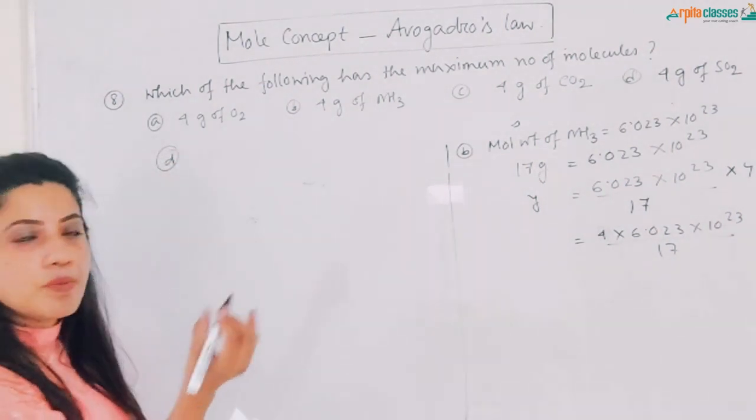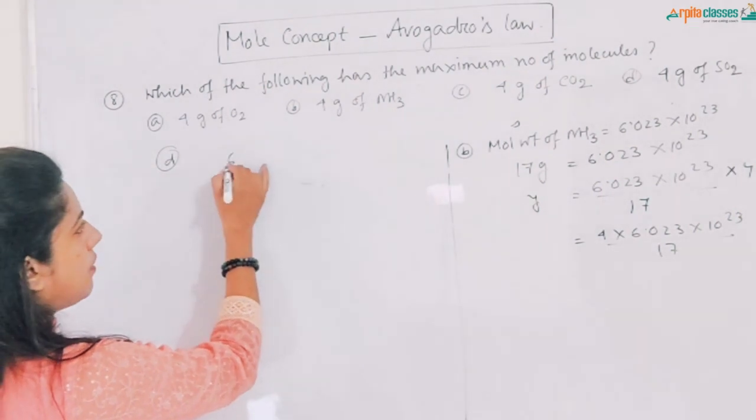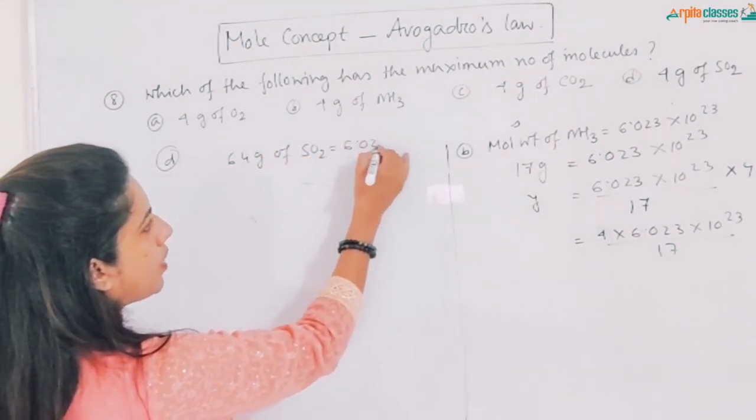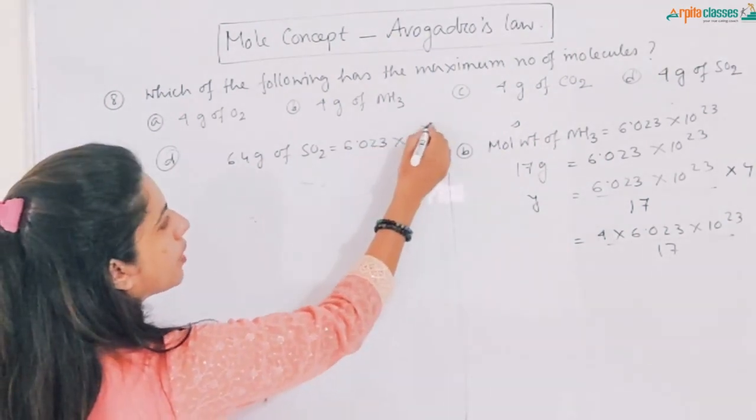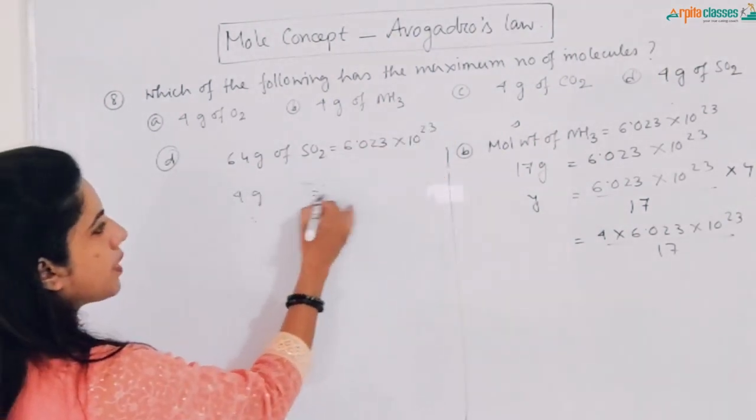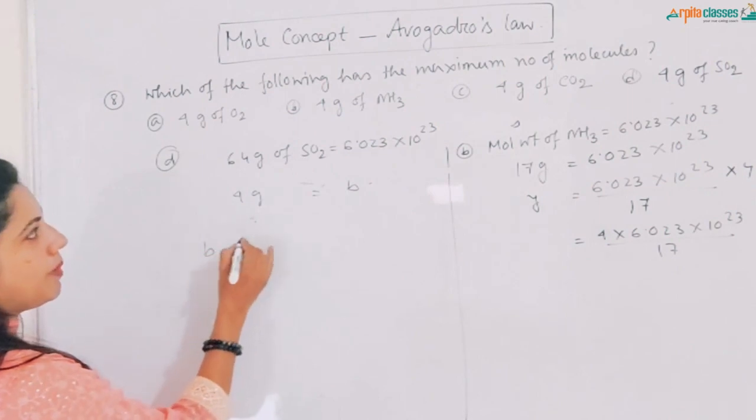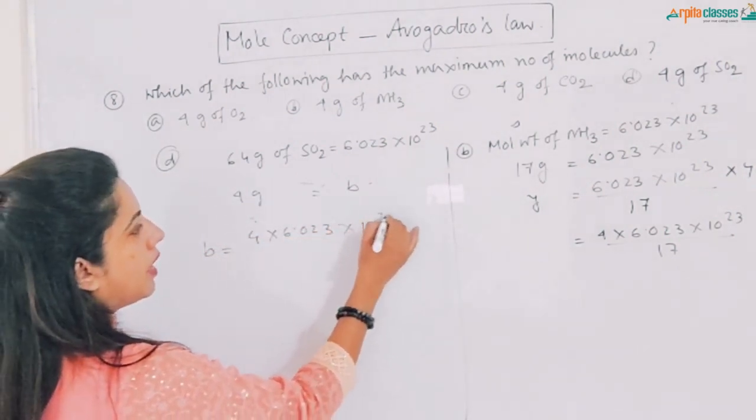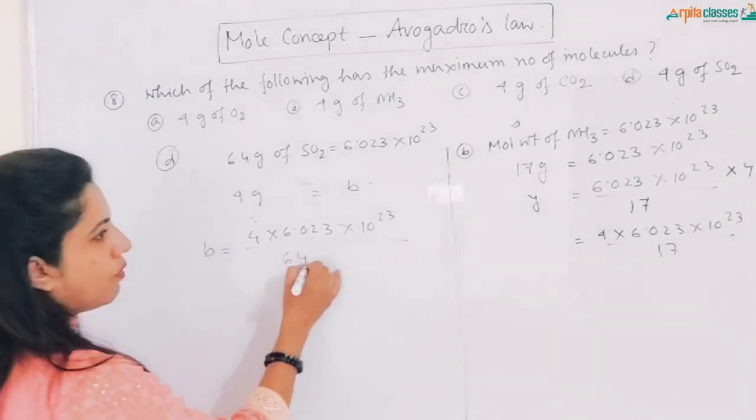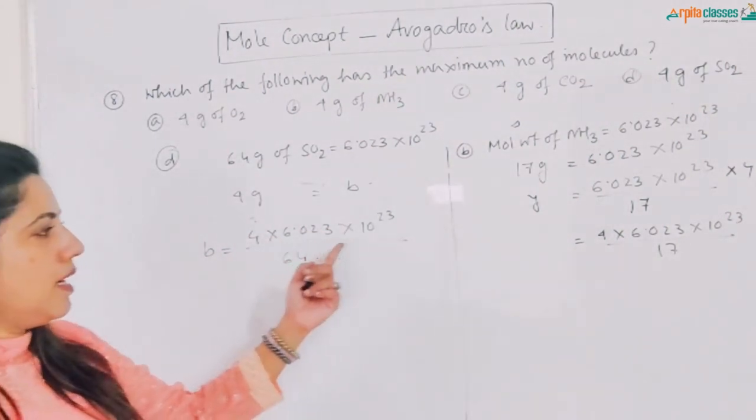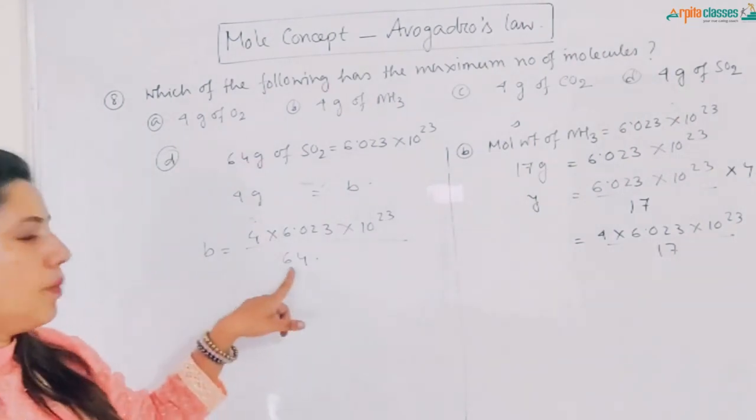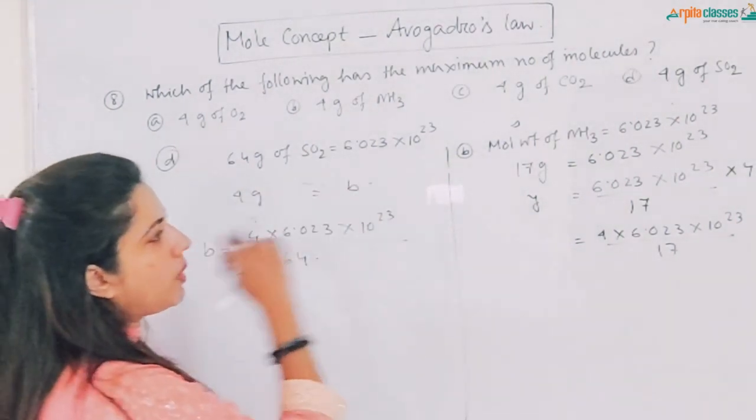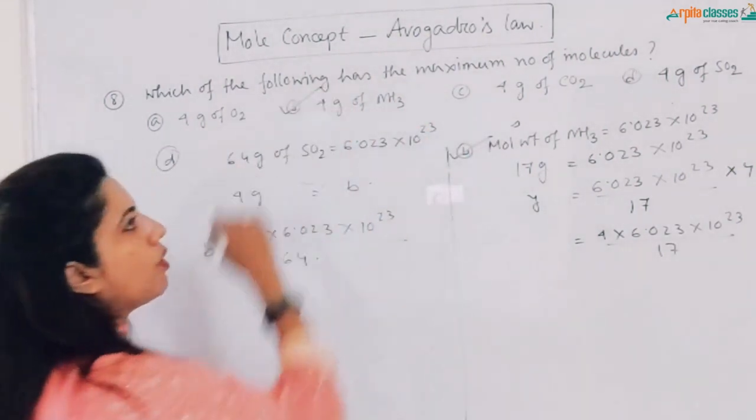So molecular mass of sulfur dioxide is 64. So 64 gram of sulfur dioxide is equal to Avogadro number of molecules. Therefore 4 gram is equal to, suppose it is B. So B is equal to 4 into Avogadro number divided by 64. Now again you can see the denominator is 64, so the overall value will be less. So among all these 4, this is having the maximum number of molecules.